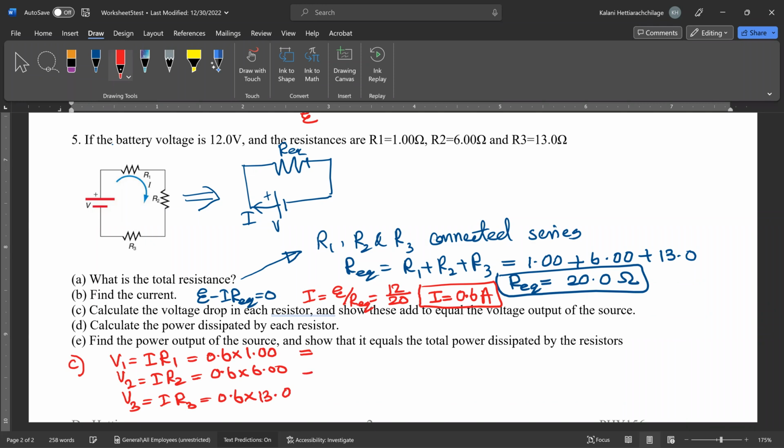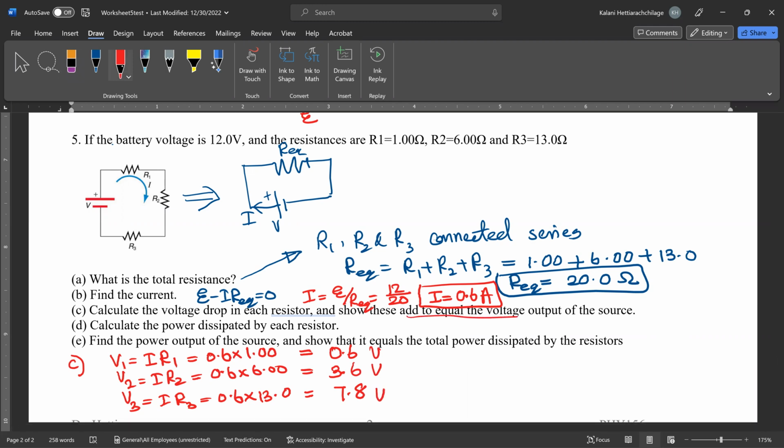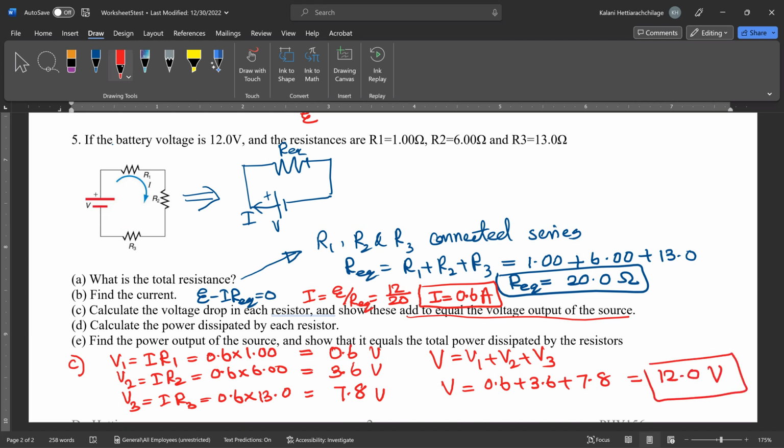So now you have the voltage of the 3 resistors as this, right? And then what are the values I have? Let me see. 0.6, this is 0.6 definitely. And next one is 3.6, 6 times 0.6, 3.6, sorry. And next one is 7.8 volts. Those are the 3 resistors. Now, the last question is asking to add and show them equal to the voltage supply from the power supply. So now we know that V1 plus V2 plus V3 is your total voltage, and should be equal to your power supply voltage. Let's see. 0.6 plus 3.6 plus 7.8 will be equal to 12 volt. That's what your power supply voltage is.